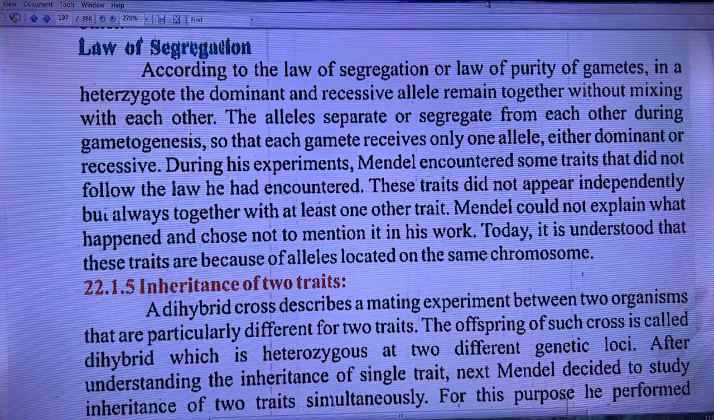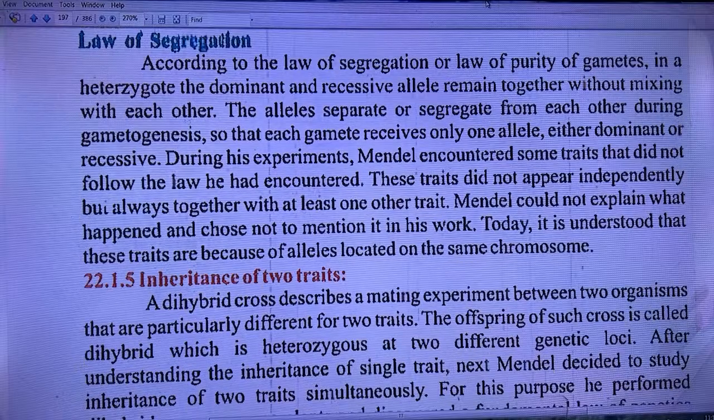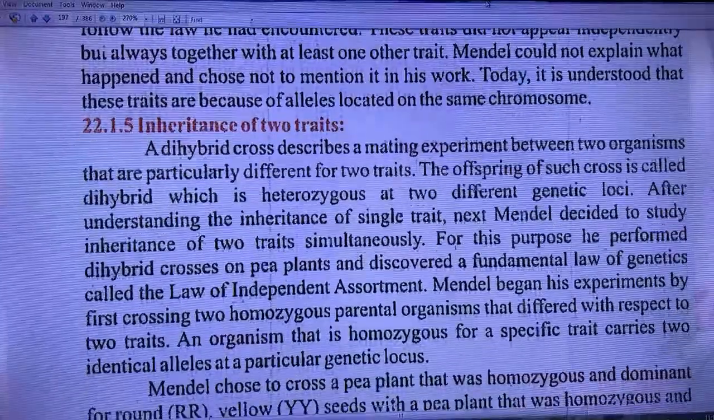During his experiments, Mendel encountered some traits that did not follow the law he had formulated. These traits did not appear independently, but always together. For at least one other trait, Mendel could not explain what happened and chose not to mention it in his work. Today, it is understood that these traits are due to alleles located on the same chromosome. Inheritance of two traits.